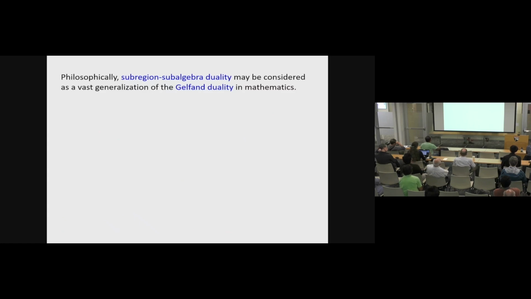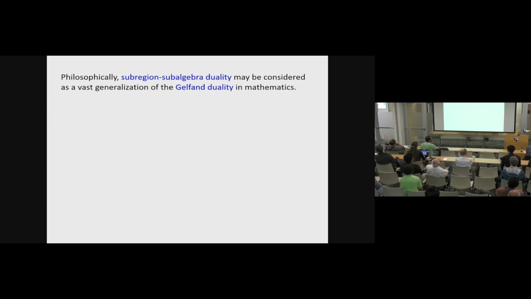Philosophically, this subalgebra-subregion duality may be considered as a vast generalization of the so-called Gelfand duality in mathematics. The basic idea is: if you want to mathematically describe a space, rather than assign the geometry to this space, you consider all possible functions you can define on this space and study the algebra of those functions. It turns out that the algebra of those functions captures all the geometric information of this space. This is called the Gelfand duality.